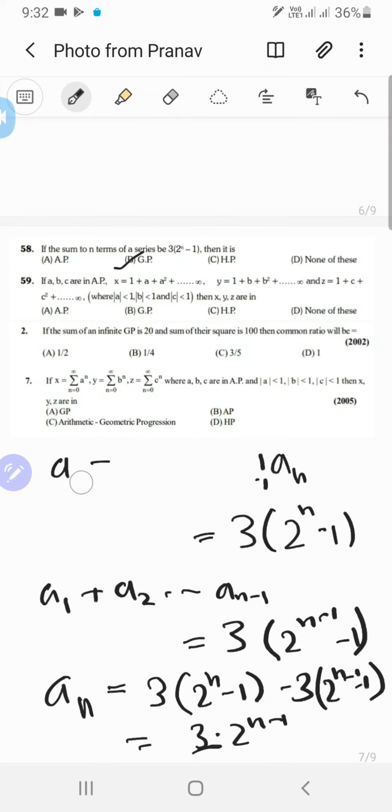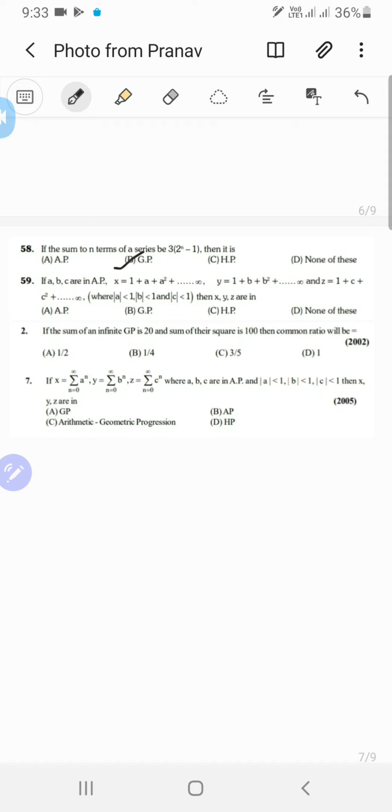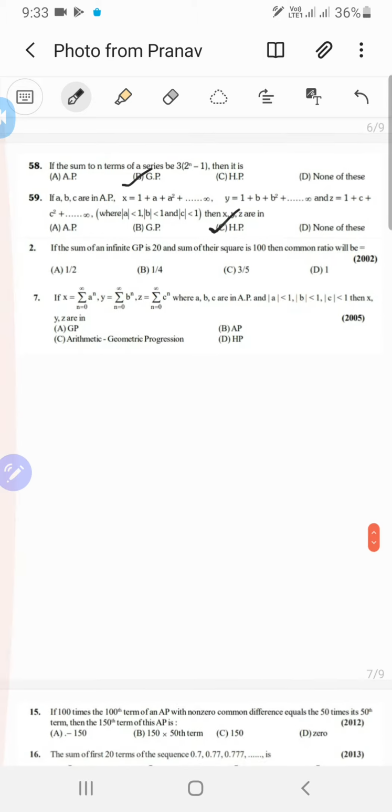Okay, if a, b, c are in AP, x is equal to 1 plus a plus a squared all the way till infinite terms, and y equals 1 plus b plus b squared and so on, and z equals 1 plus c plus c squared and so on, then x, y, z are in... oh, this is the same as the previous question, right? So this is supposed to be harmonic progression. We already did this once in this video itself.